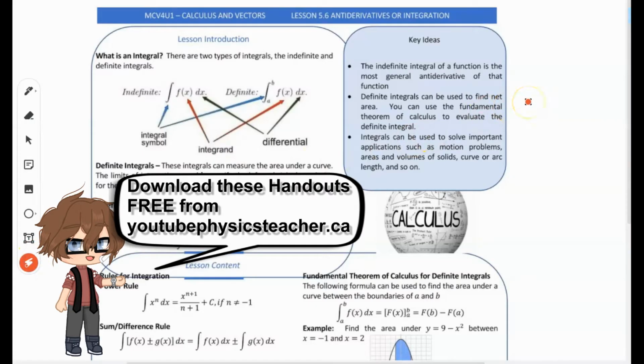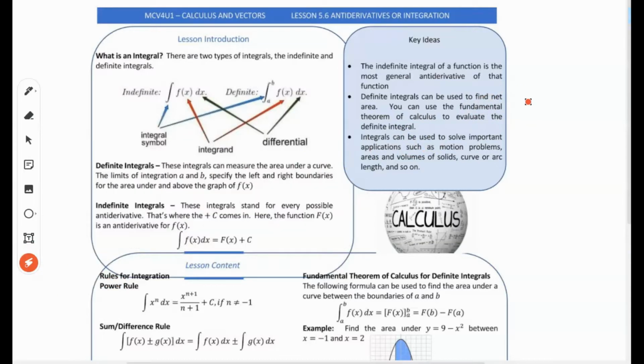All right, so this is our last lesson for our calculus, and I'm doing another bonus lesson. I'm going to introduce you to integration or antiderivatives. It's just the opposite. So what is antiderivatives?